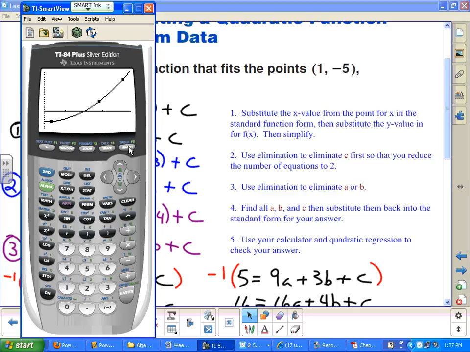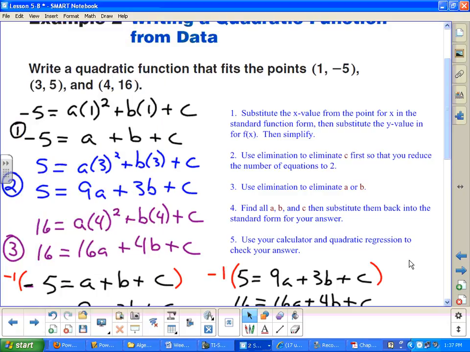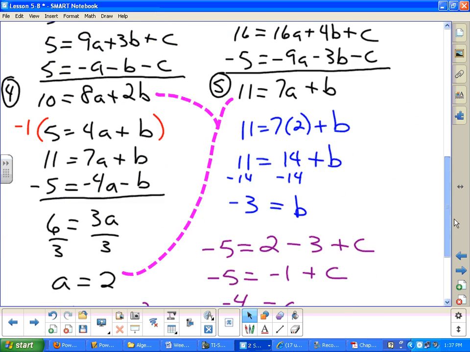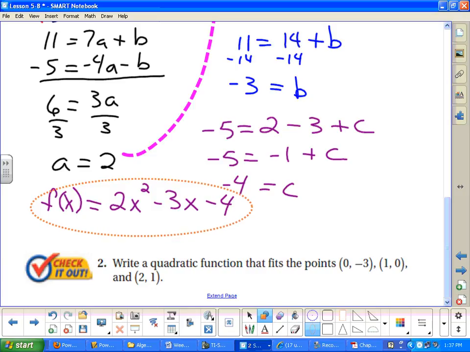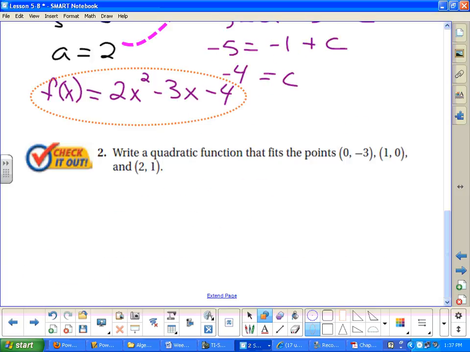So your answer then, whether you did it by hand like I did here, or whether you use your calculator like we did, it doesn't matter which way you do, your answer has to be this right here. F of x equals 2x squared minus 3x plus 4, because that's the quadratic function we just found. Okay? All right, so let's go through that process again together with these 3 points.